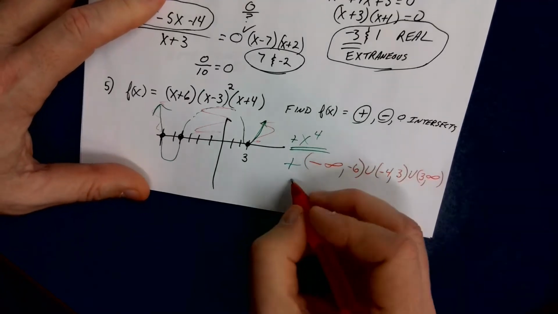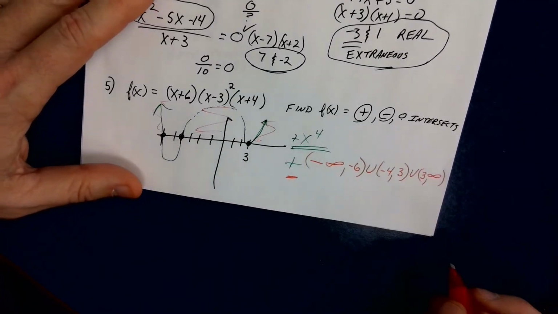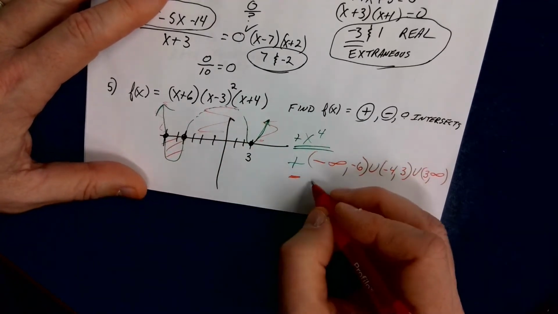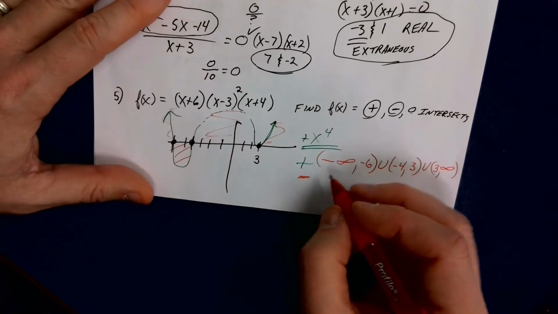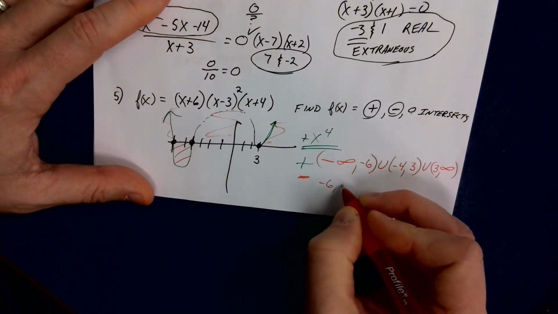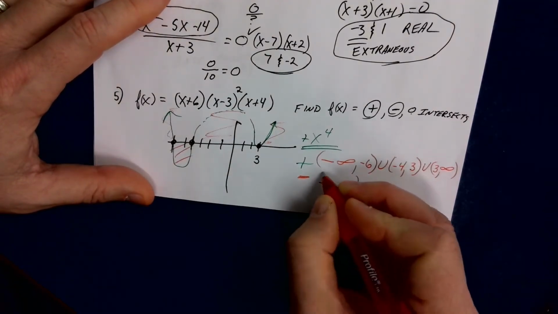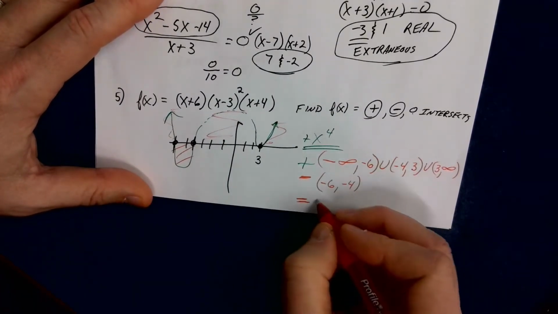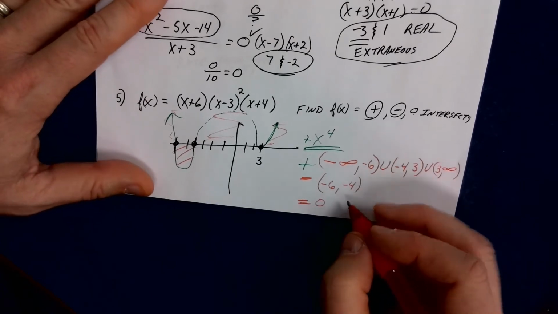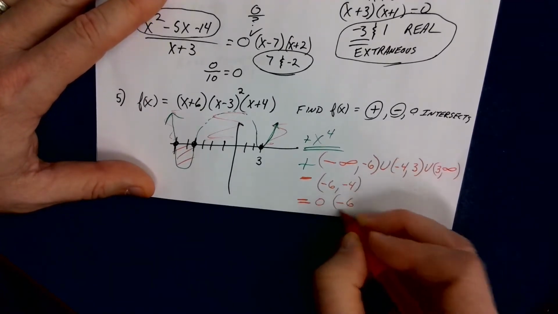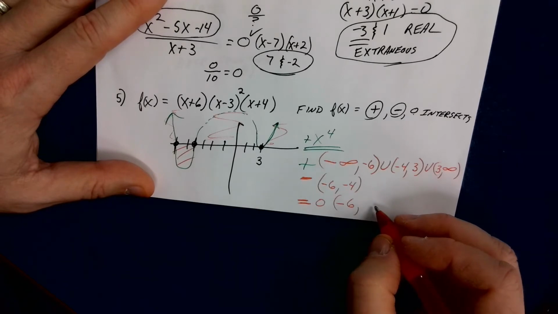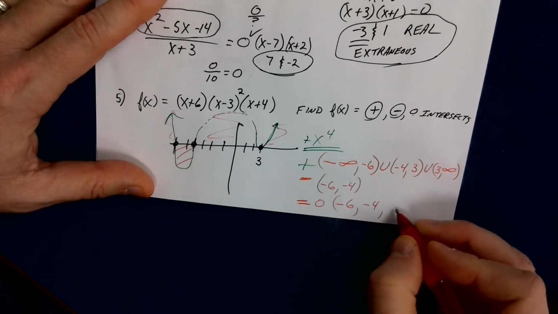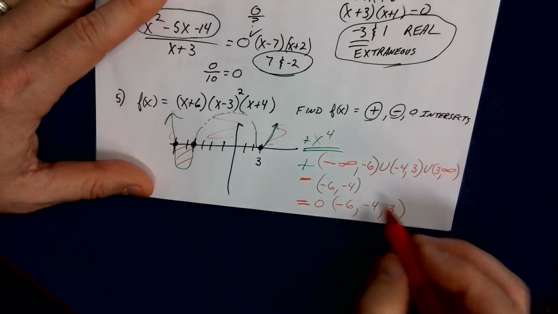That's when it's positive. Where is it negative? It's only negative in this range right here. This is where it's below the x-axis. So it's negative from -6 to -4. And where is it equal to 0? It's equal to 0 at those 3 points: at -6, at -4, and at 3. Okay.